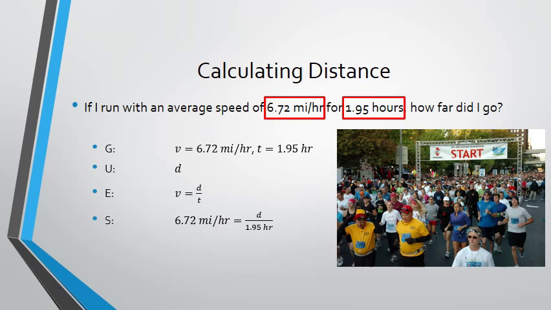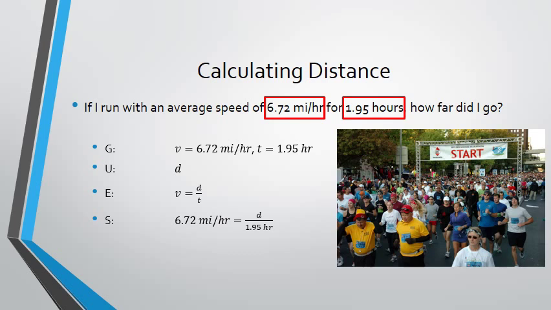I'm going to plug in 6.72 on the left side of the equation where it asks to put in a velocity. D this time is my variable, so I'm going to write just D. And on the bottom where it asks for the time measurement, I write 1.95 hours. This time I have to do a little bit of algebra. I want to get D all by itself, which means I have to get rid of 1.95 hours.